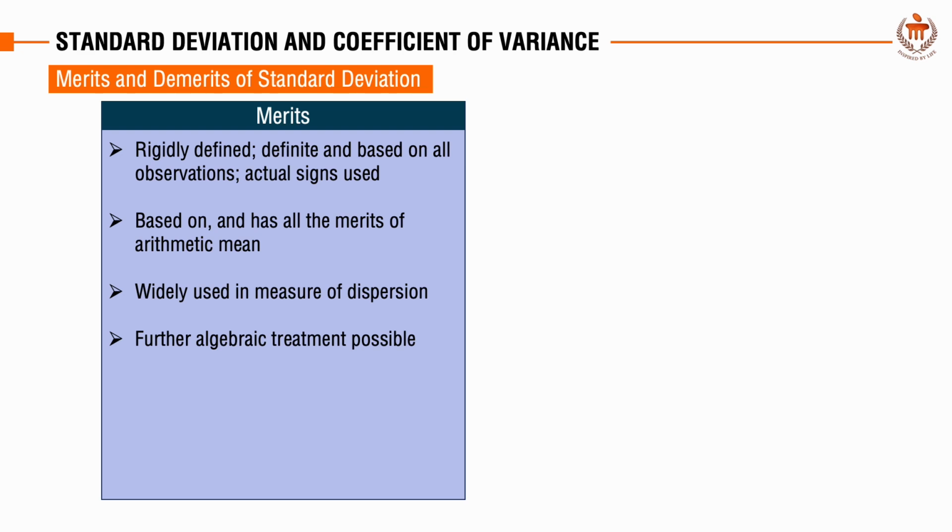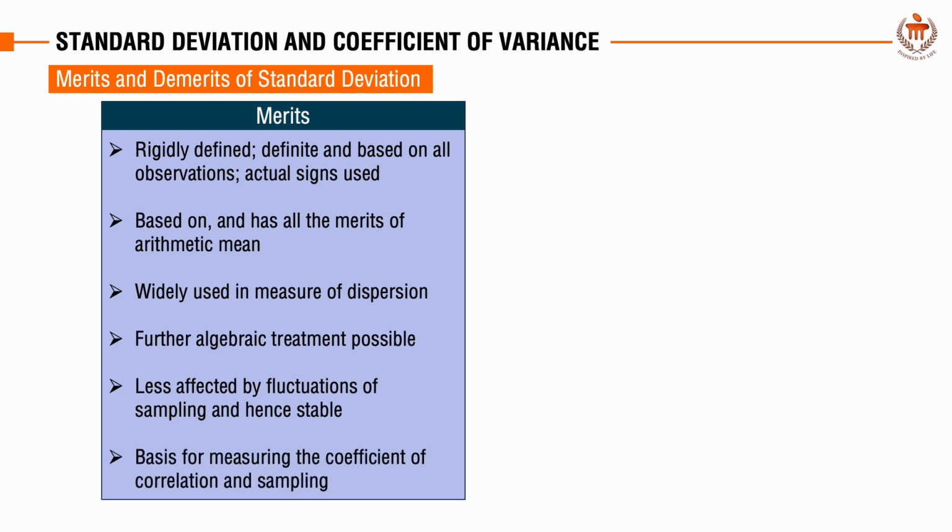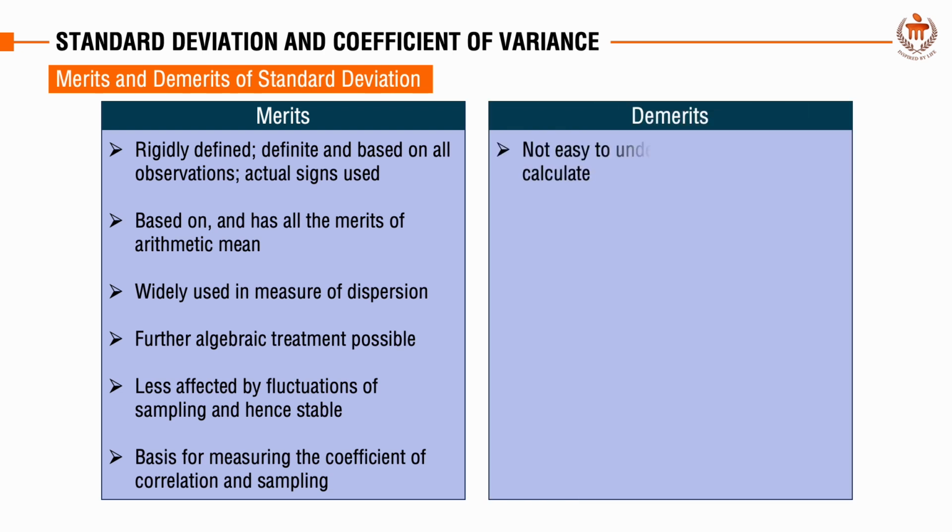When we talk about further statistical calculations like statistical quality control, or Six Sigma calculations, and when it comes to discussing risk and return, even in portfolio management, we use standard deviation. It's a very widely used measurement of risk in data. It is less affected by the fluctuation of sampling and hence it is stable. It is the basis for measuring the coefficient of correlation and sampling.